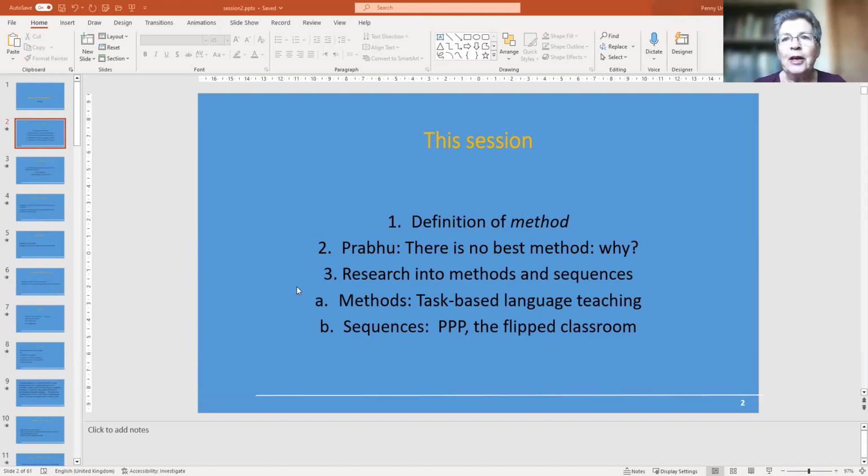First, start off by defining what method means in the context of English language teaching. Then we'll talk about the Prabhu article a little bit. Some of you read it and got back to me, and some of you didn't, that's fine. And then talk about research into methods and sequences, which are divided into two. One is methods. I'm going to look particularly at task-based language teaching, because that's the one which is most currently researched and talked about. And sequences, sometimes confused with methods, and it doesn't really matter what you call them. And I'm going to talk about PPP and the flipped classroom. So that's the program for today.